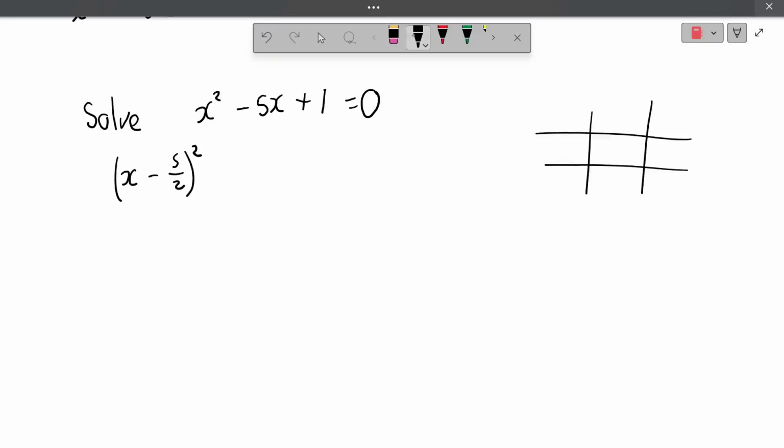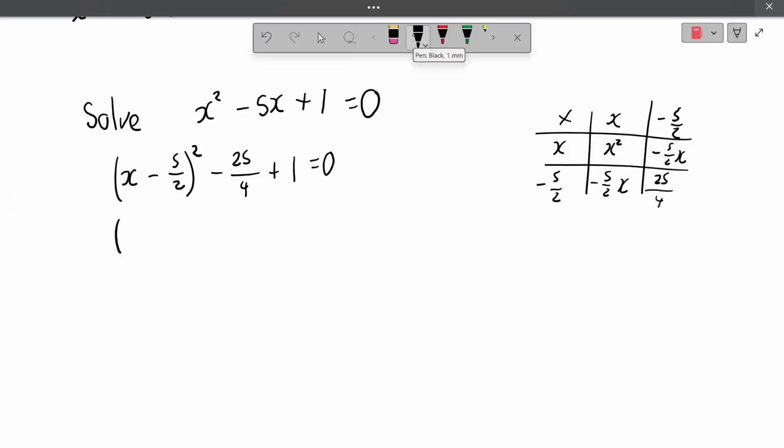So I often do it as a fraction, because you have x and minus 5 over 2, x and minus 5 over 2, that's your x squared, that's minus 5 over 2x, minus 5 over 2x, and then that is a positive 25 over 4. Because 5 times 5 is 25, and 2 times 2 is 4. So we then have to take away 25 over 4 plus 1 equals 0. What I then often do is turn the 1, or whatever value it is, into quarters. So we have x minus 5 over 2 squared minus 25 over 4 plus 4 over 4 equals 0.